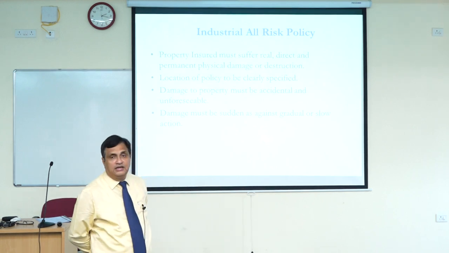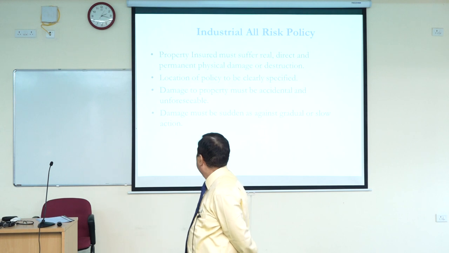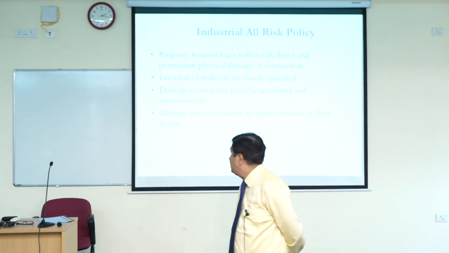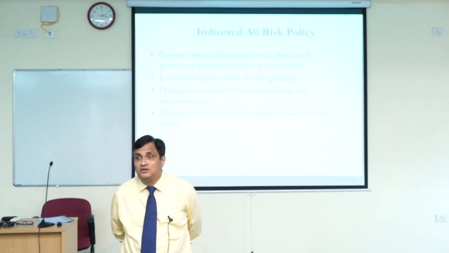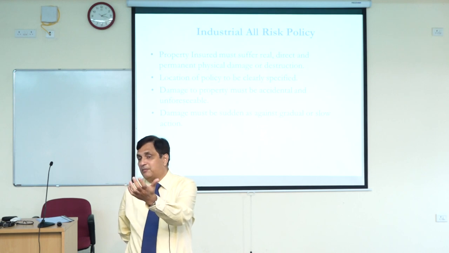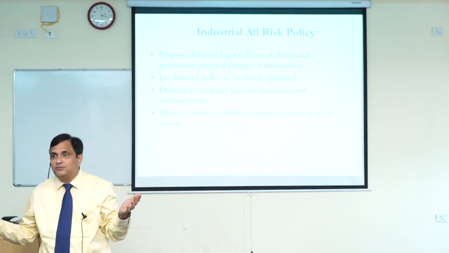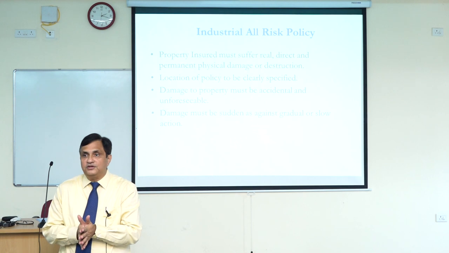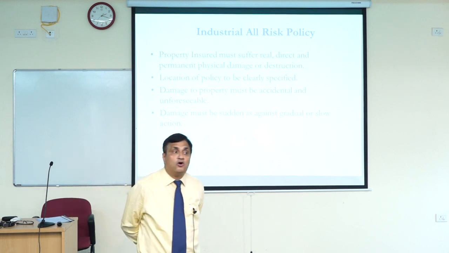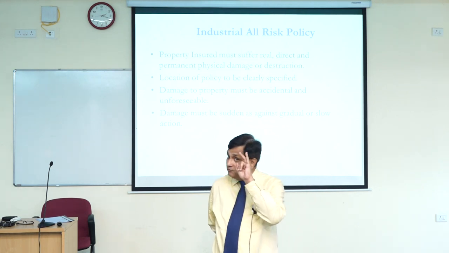One thing you have to remember in industrial all risks, as in most insurance policies, is that the property insured must suffer real, direct and permanent physical damage or destruction. That is something very crucial. It has to be direct. It has to be permanent physical loss or damage. Permanent does not mean that you cannot repair it. Permanent only means that, for example, there is a rubber ball. You press it, it loses shape and it comes back to shape. It's not permanent damage. Something that can automatically come back is not permanent damage. So please understand that it has to be direct damage. It has to be physical damage.